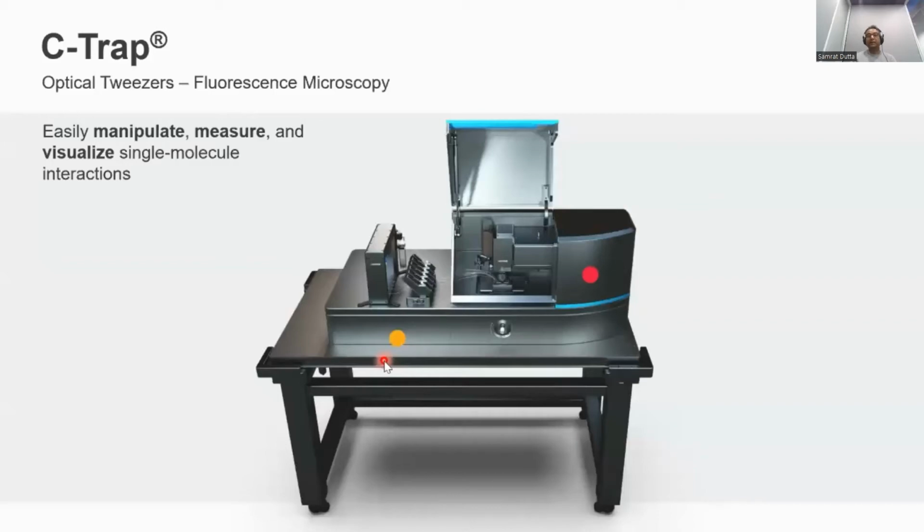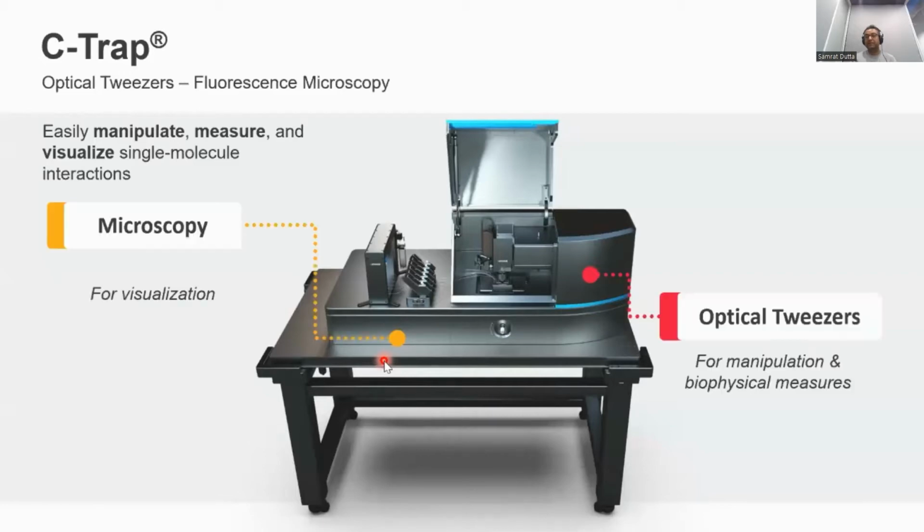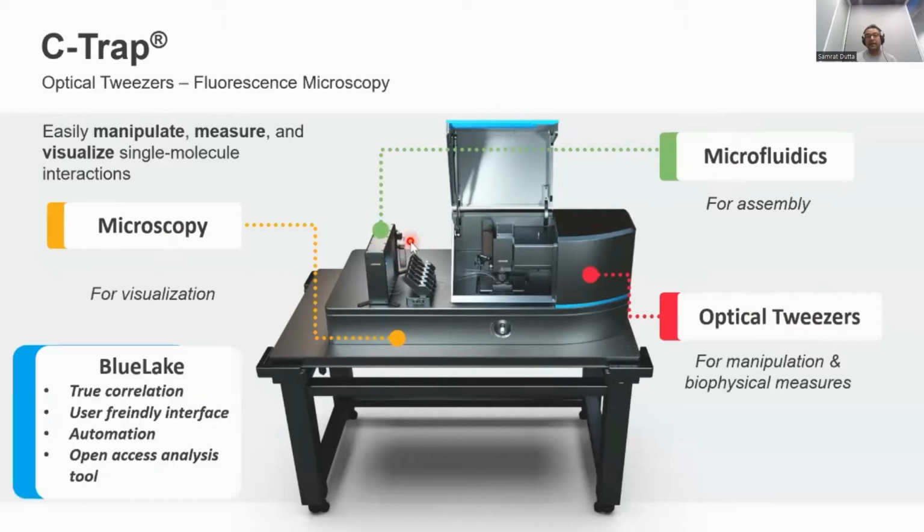So essentially, this is how a C-trap looks. A C-trap has four different major components. It has the microscopy unit, which is used for visualization purposes, and the optical tweezing unit, which is for manipulation and measurement purposes. It has a microfluidic unit, which is used to assemble multiple biomolecules in the assay. And finally, all these three units are interfaced and operated using a software called Blue Lake.